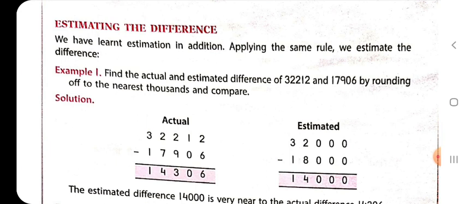You have already done estimating the sum, that means estimation in addition. Now today we will estimate the difference. As we have already discussed earlier, how to estimate the sum or how to estimate a number: if the question says to estimate a number to the nearest thousand, then naturally you will estimate it to the nearest thousand. Suppose I'll give you an example.